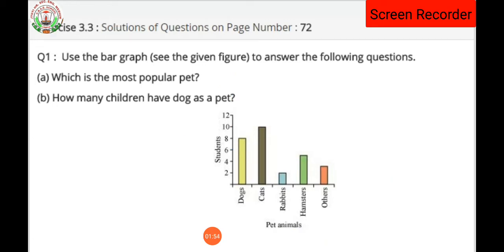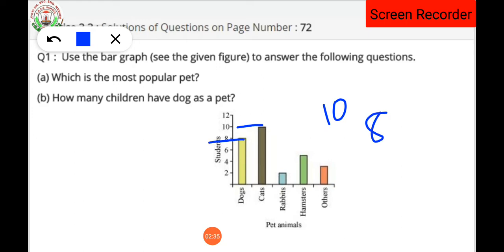Now here you have to see the graph. The graph is given in the question itself, and while seeing the graph you have to answer the following questions. So from this graph the question arises: which is the most popular pet? Which pet's bar can you see as the maximum? So this cat is the most popular, as the most students like the cat. The number of students who like the cat is 10. So the most popular pet is cat. Clear? Then in the B part, how many children have a dog as a pet? The number of students who like the dog as a pet is 8 students.